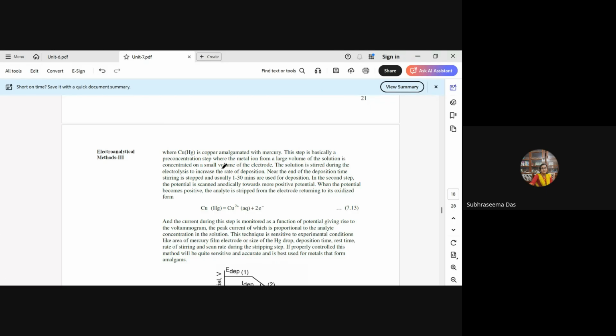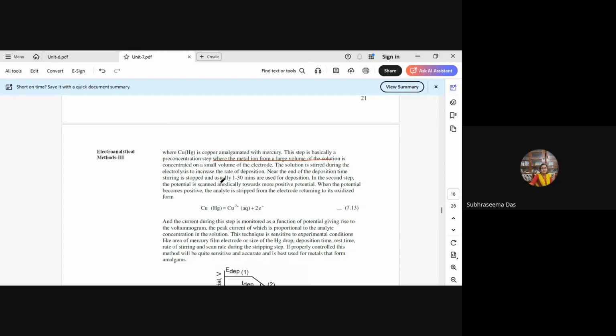This step is basically a pre-concentration step where the metal ion from a large volume of the solution is concentrated into a small volume on the electrode. The solution is now stirred to increase the rate of the deposition. When the potential becomes positive, in the second step, the potential is scanned anodically towards the more positive potential.